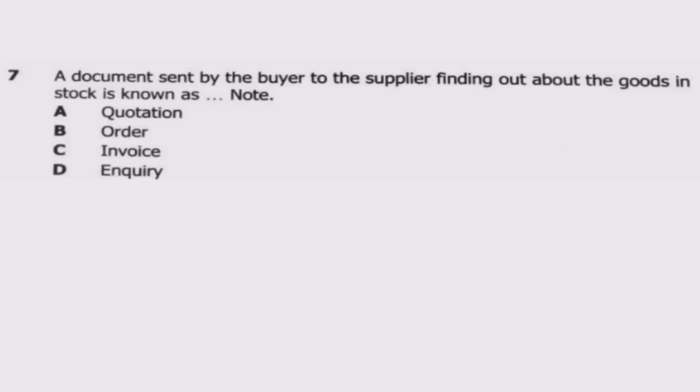Question 7 is as follows. A document sent by the buyer to the supplier finding out about the goods in stock is known as dash note. A, quotation, B, order, C, invoice, D, inquiry. So the correct answer is inquiry. Okay, it's called inquiry note.